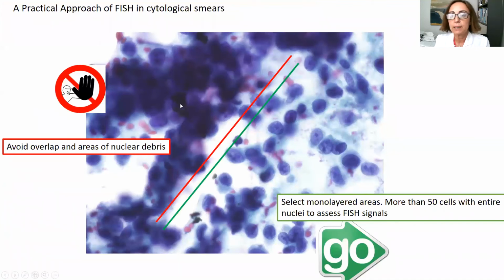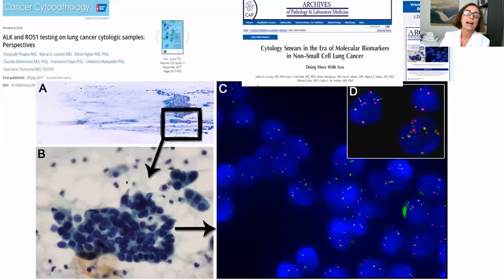What we recommend, and everybody recommends, is doing FISH on smears. Of course, avoid the areas with overlapping nuclei because we cannot analyze the signal on individual nuclei, and go to the areas where the nuclei are isolated and we can interpret the signal. Some authors recommend analyzing 50 cells. Actually, we analyze at least 100, and we recommend analyzing 100 cells.